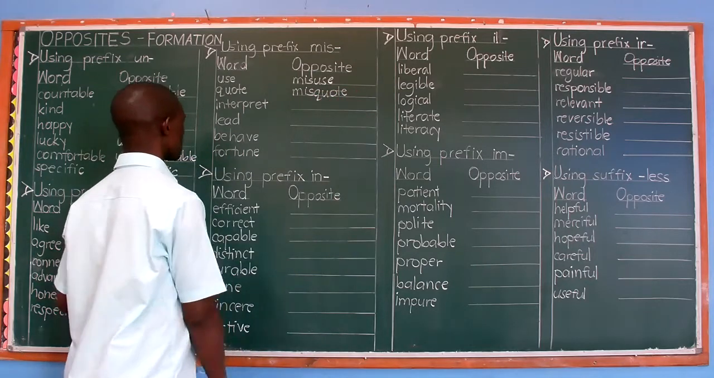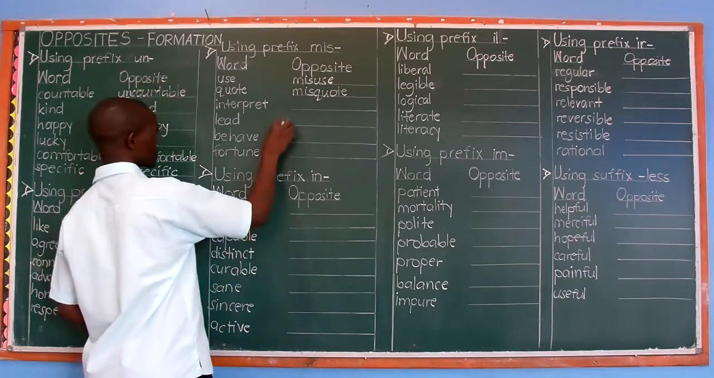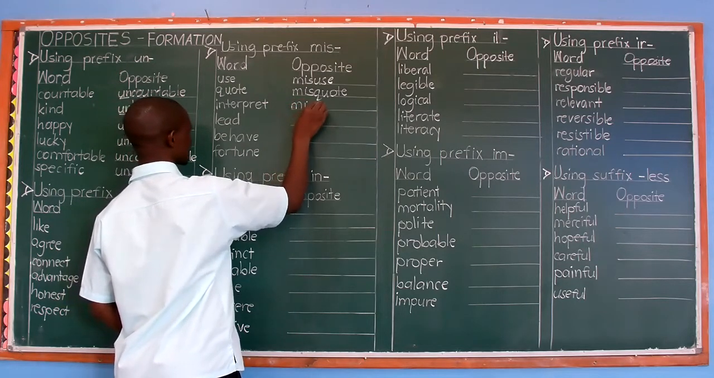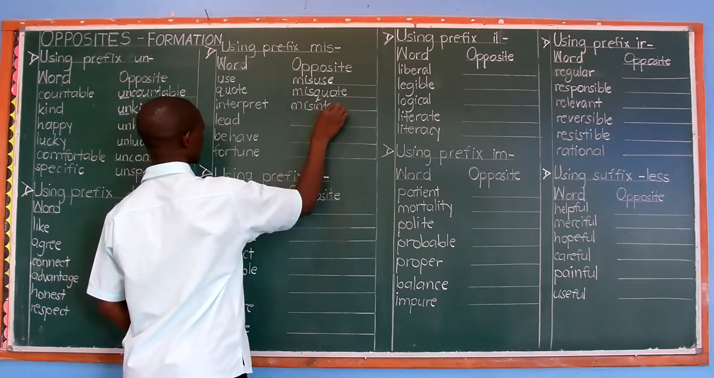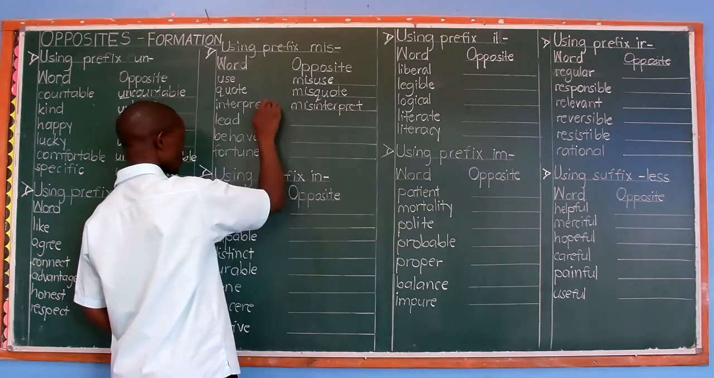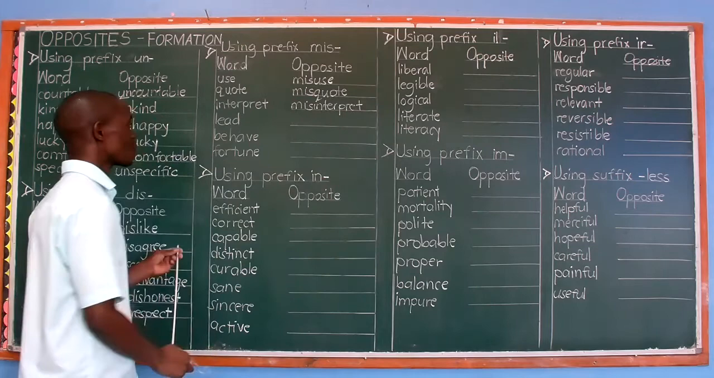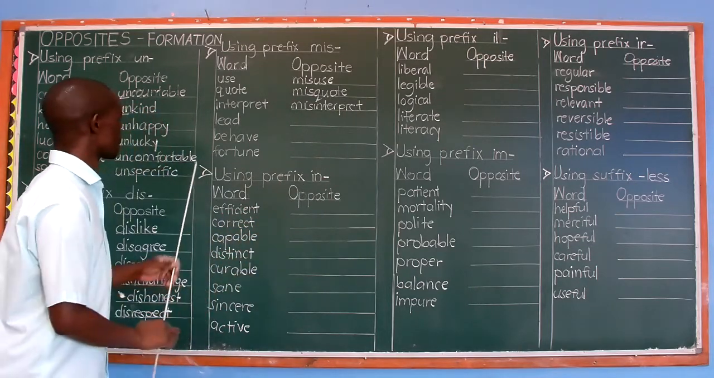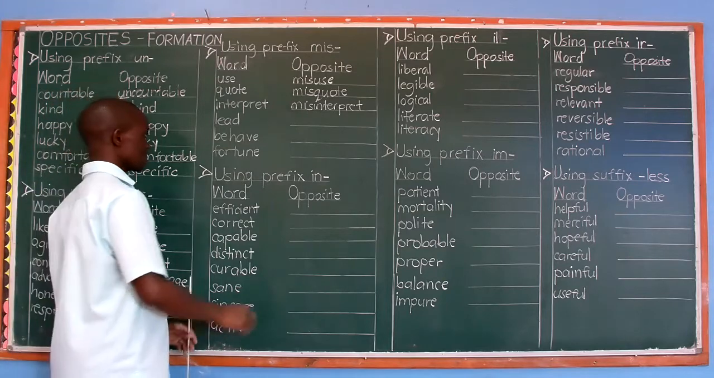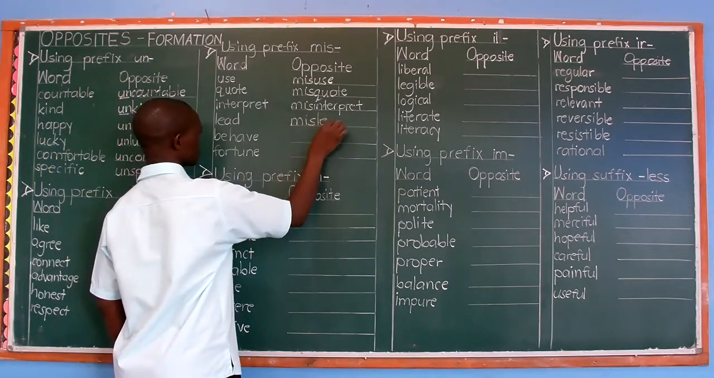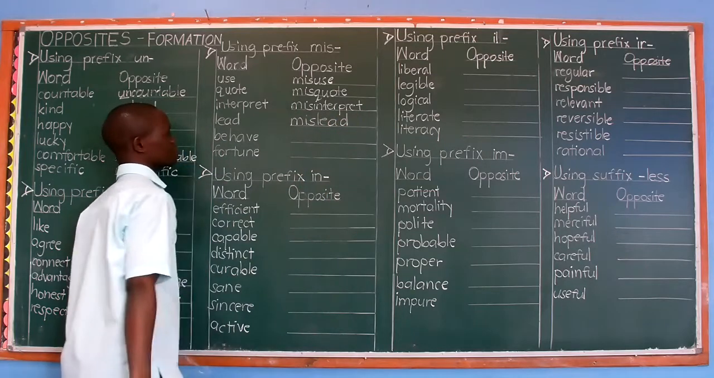And interpret. If you don't interpret something well, we say you have misinterpreted it. So we say misinterpret. Check the word interpret. There is no E at the end. Check the word misinterpret. There is no E at the end. So be careful. Lead. Mislead is the opposite of lead.